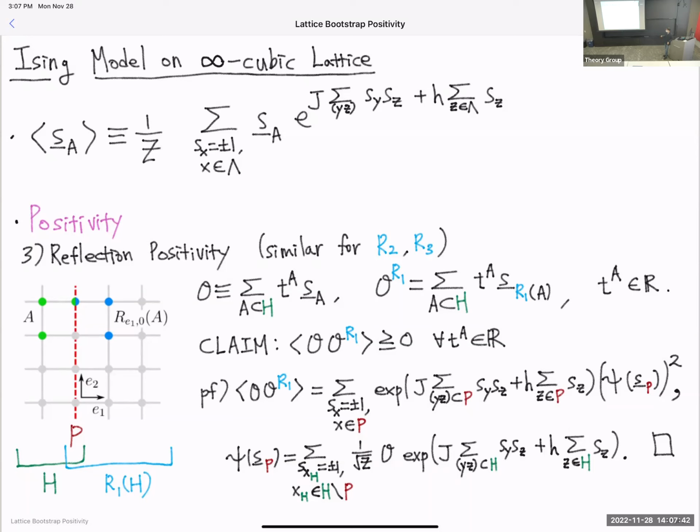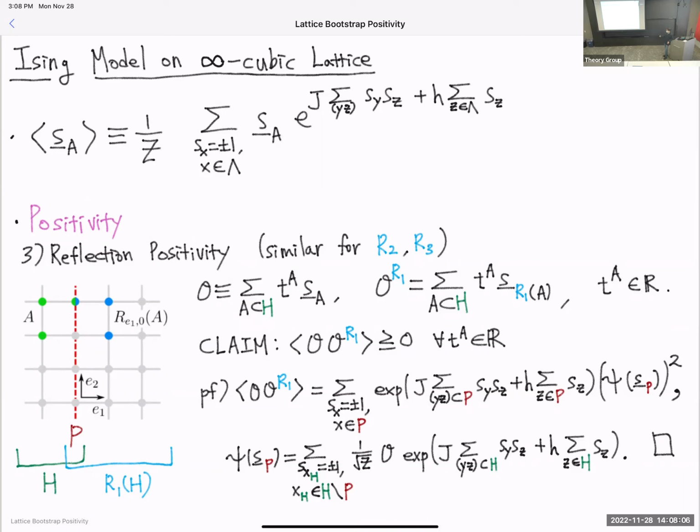The proof is actually very simple. It can be written in 2 lines. So in this expectation value, we are taking the sum over spins. Let's pull out the sum over this reflection axis P. I pulled it out, and in particular, I also pulled out the measure factor, which depends only on this P. And everything is positive here.